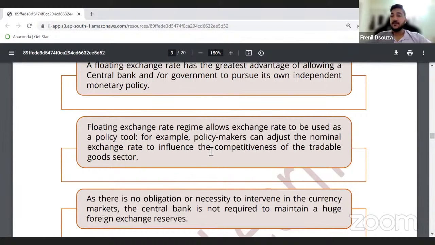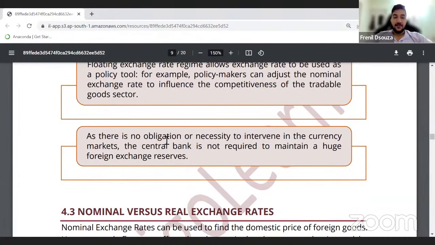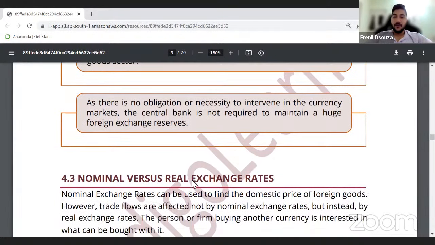Because of this, whenever a country wants to give a boost to the export sector or import sector, the policymakers can adjust the rates and see changes. Next, there is no obligation or necessity to intervene in the exchange market. Now, this is not for managed floating. This is for fully floating, like the US dollar. In that case, the central bank of the US need not maintain huge foreign exchange reserves because they don't have to intervene in the market. That is regarding the advantages of the floating rate regime.